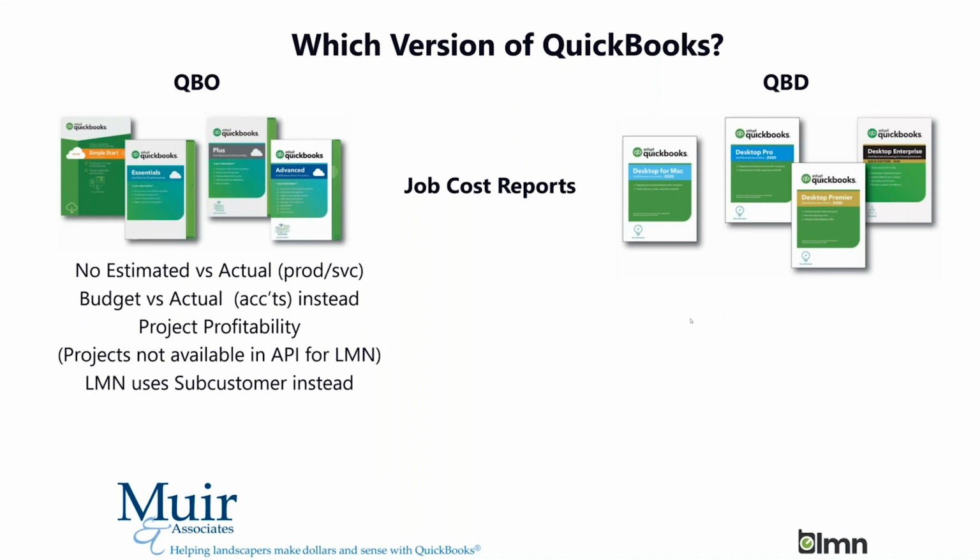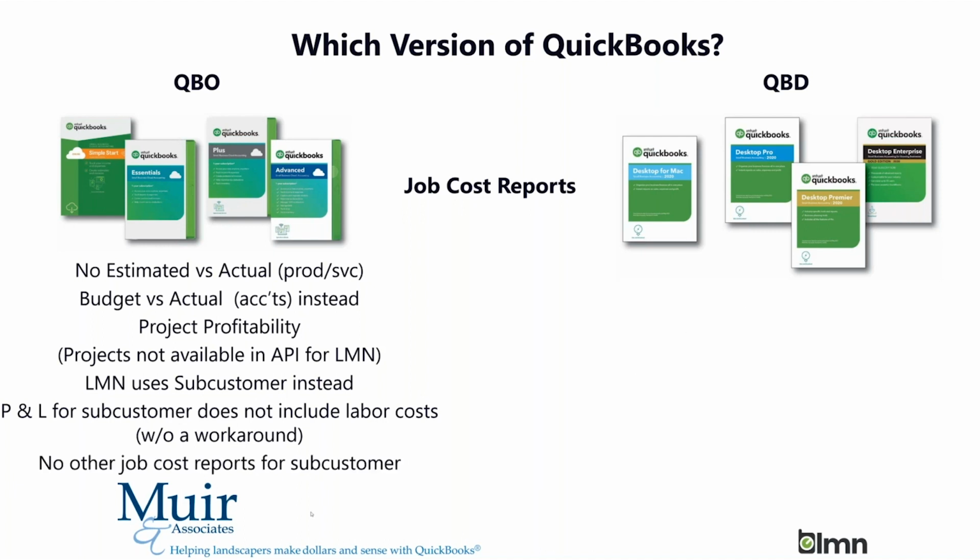You go into the desktop products. LMN also can use the sub-customer, and you can run a P&L for your sub-customer, but that doesn't include your labor costs. So now if you want to include the labor costs, you're going to have to do some sort of a workaround to figure out what dollar amount you want to allocate to the job based on the amount of time worked. Maintenance crews, you probably aren't going to want to bother. Maybe your install projects are easier and you might do that. You'd have to decide. If you get into the desktop products, though, and there are no other job cost reports for sub-customer. That's it for QuickBooks Online.